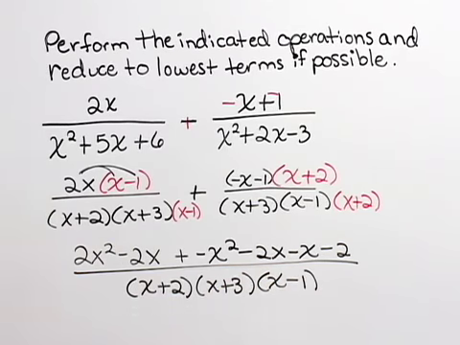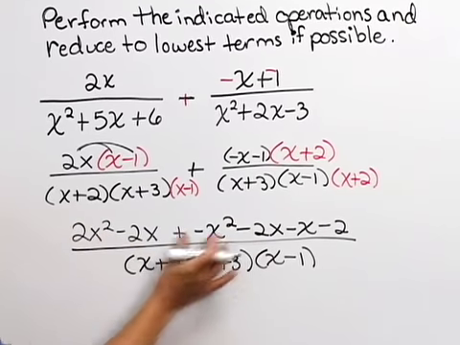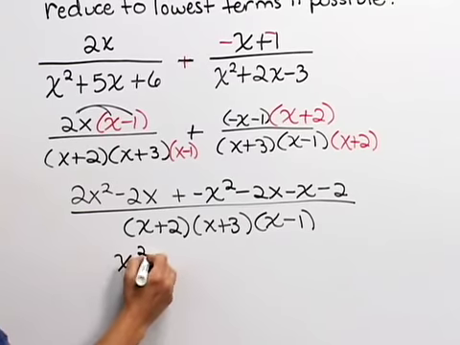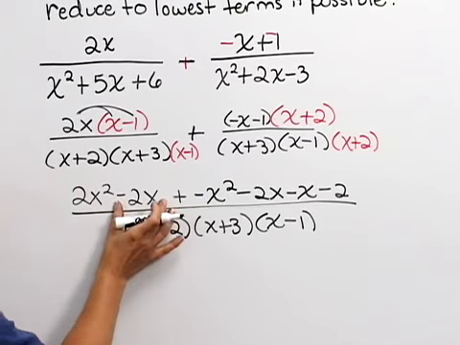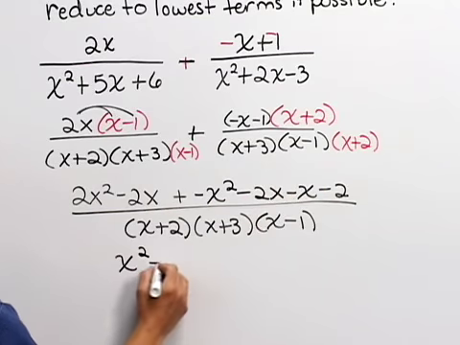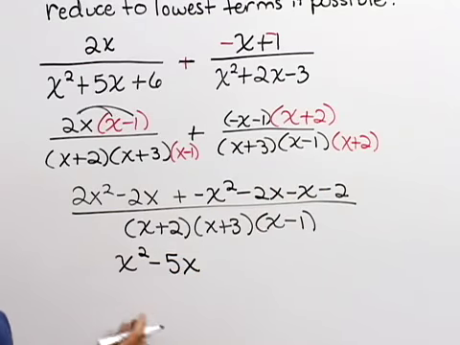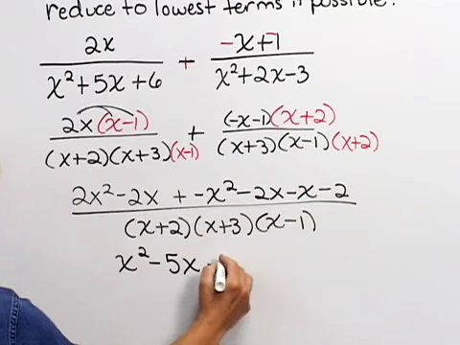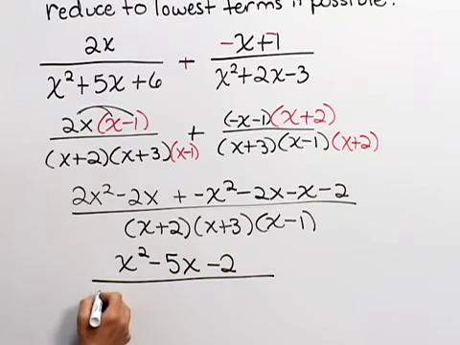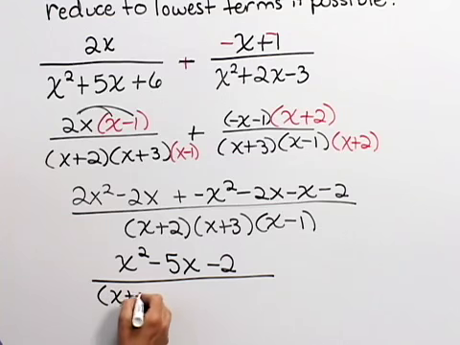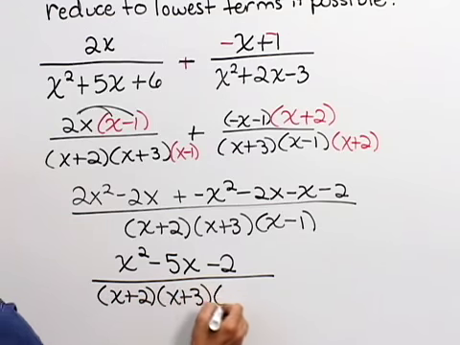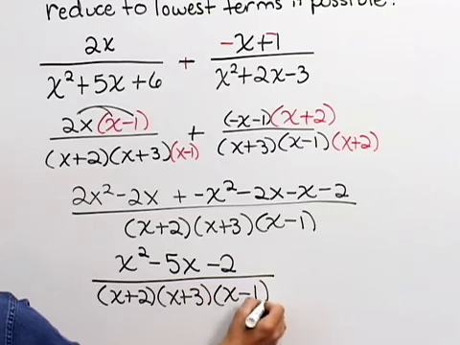We now can combine our like terms. 2x squared can combine with the negative x squared to get a positive x squared. Negative 2x plus the negative 2x plus the negative x is negative 5x. And we have our negative 2 on the end. That is over our entire denominator of x plus 2 times x plus 3 times x minus 1.